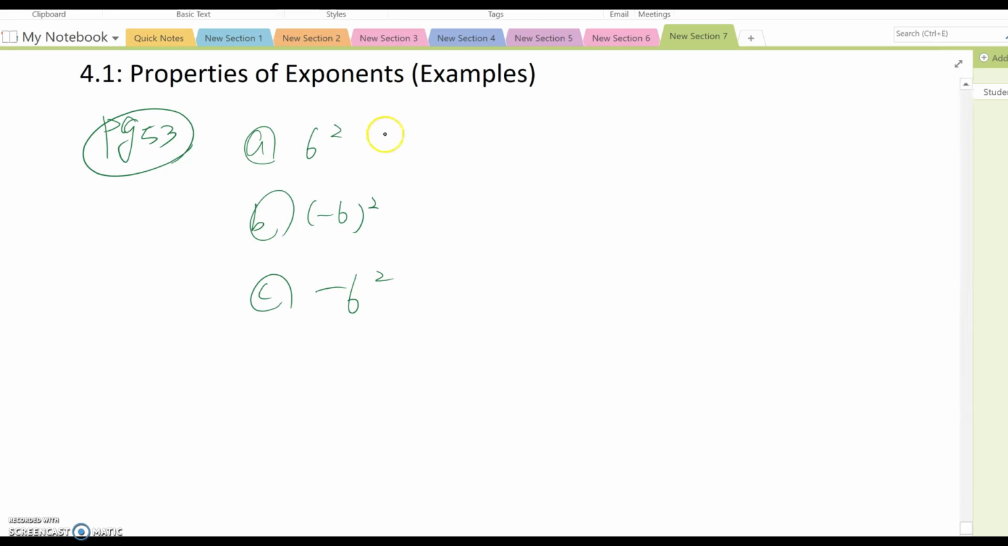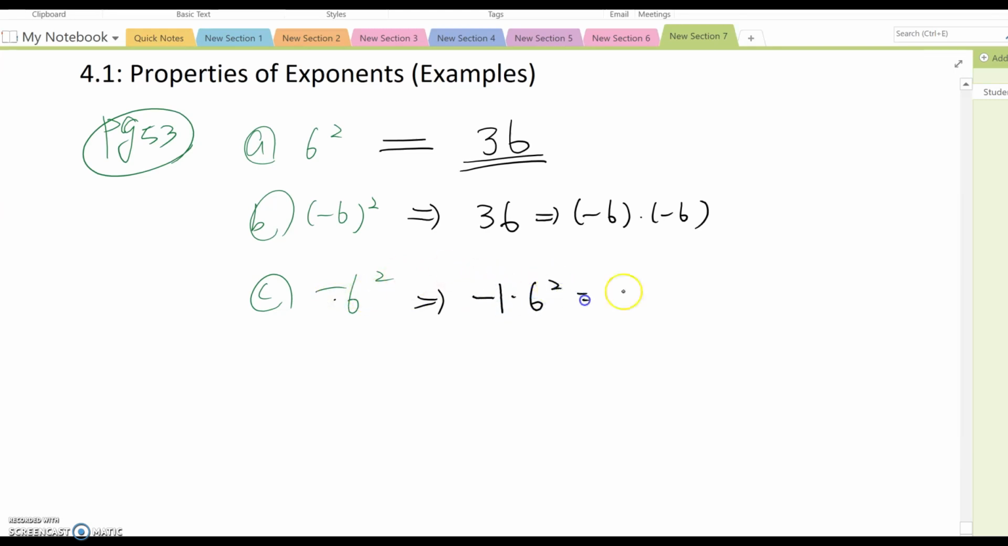I'm very sure the answer to A is very obvious. You all get 36, and if you do, that's the correct answer. But now, what about B and C? In case B, the answer must be 36 as well, because this is going to be negative 6 times negative 6. But in case C, the negative is outside, which means you can rewrite it as negative 1 times 6 squared. So negative 1 times 6 times 6, so the answer must be negative 36.